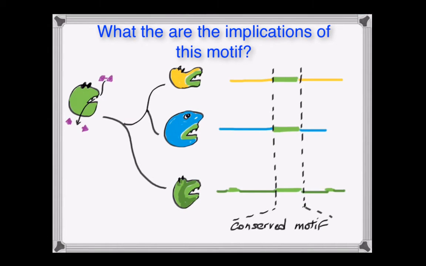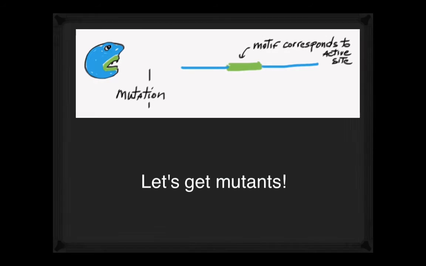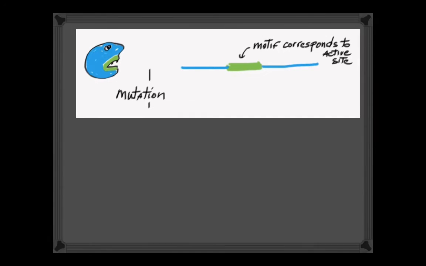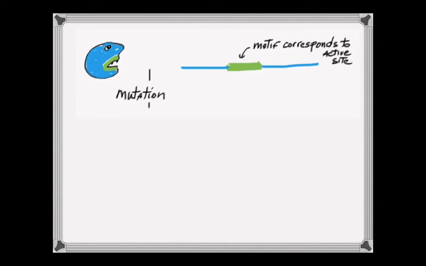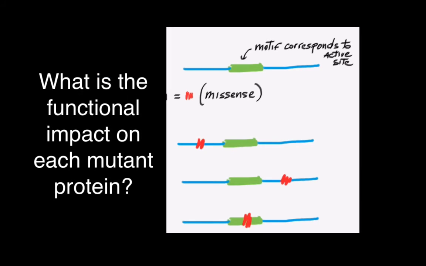What are the implications of a conserved motif? To explain it, let's consider an enzyme whose active site we have identified because of its conservation. Then let's assume we have found mutant alleles in the population of the species carrying this gene. The mutations are missense and cause amino acid substitutions. We know the position of the mutations. We can actually predict their effect.